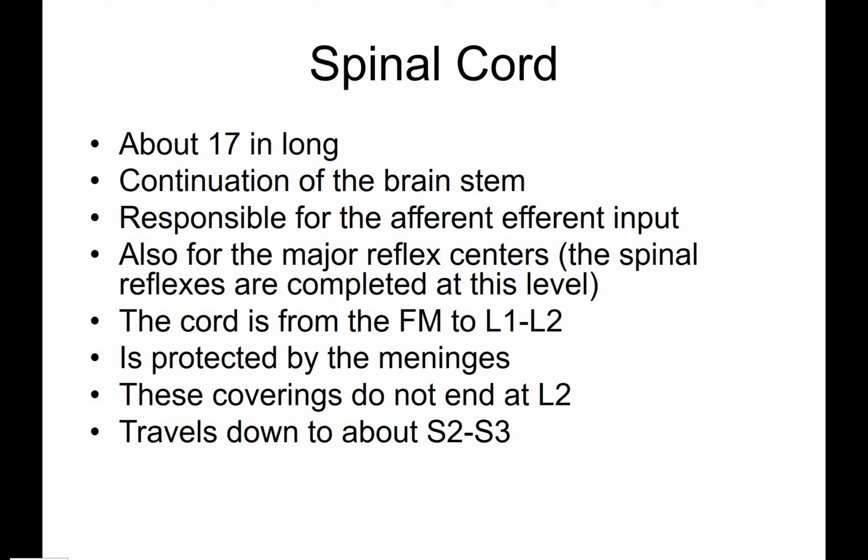Okay, we're going to look at the spinal cord. The average adult spinal cord is about 17 inches long. It is a continuation of the brainstem, and that level is about the foramen magnum, where the brainstem will turn into the spinal cord. It is responsible for the afferent-efferent input. Remember, afferent is body to brain, and efferent is brain to body.